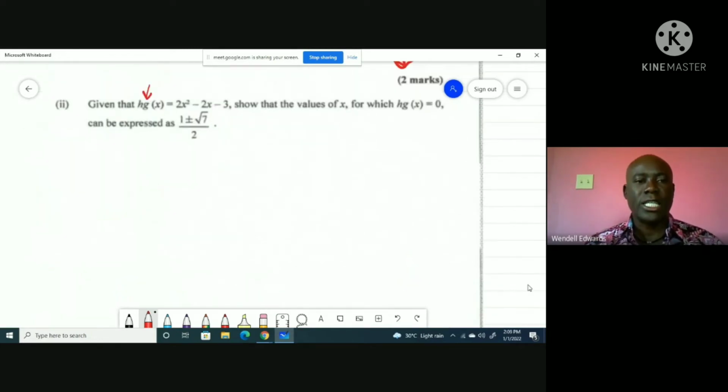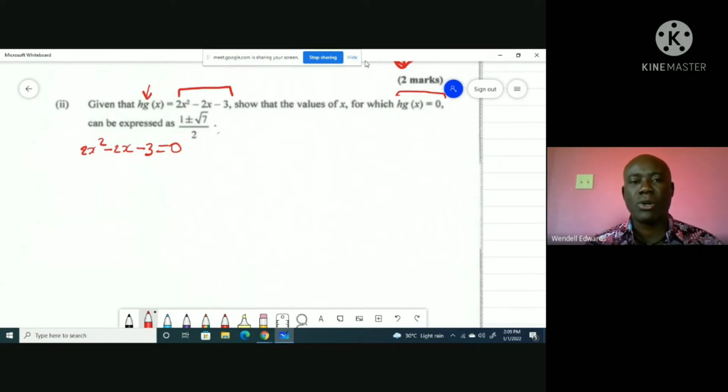Given that h of g of x is equal to 2x squared minus 2x minus 3, show that the value of x for which h of g of x is equal to 0 can be expressed as this. In other words, you're telling me to express this as that, all right? No problem. Therefore, we're going to let 2x squared minus 2x minus 3 equal 0. That's what this said. All right, h of g of x equals 0. This is h of g of x, and yes, it's equal to 0.